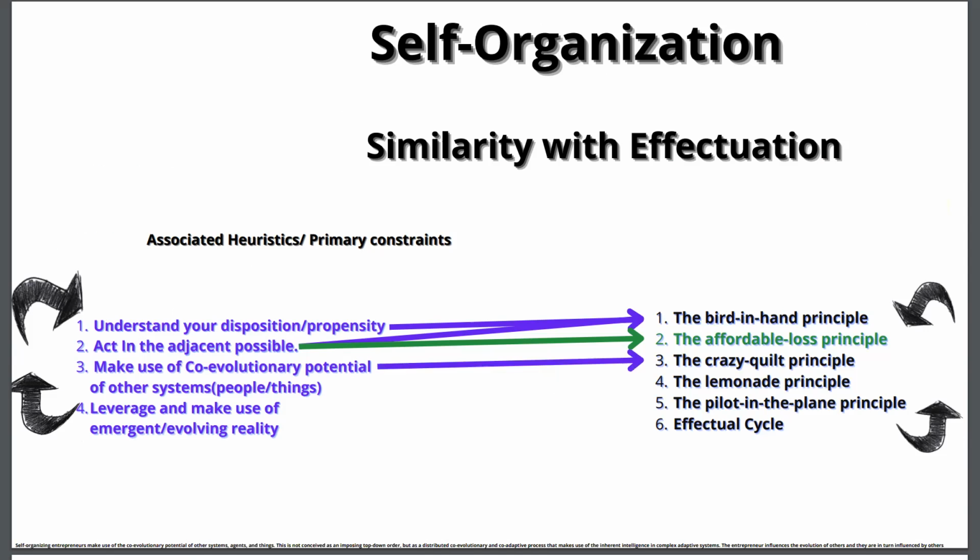The third key point is the coevolutionary, making use of the coevolutionary potential of other systems, people, things, artifacts, agents, institutions, etc. So whatever it is, the current coevolutionary potential, we make use of that to take action. So here, self-organizing entrepreneurs make use of the coevolutionary potential of other systems, agents, and things. This is not conceived as an imposing top-down order, but a distributed coevolutionary and co-adaptive process that makes use of the inherent intelligence of complex adaptive systems. The entrepreneur influences the evolution of others, they are in turn influenced by others.